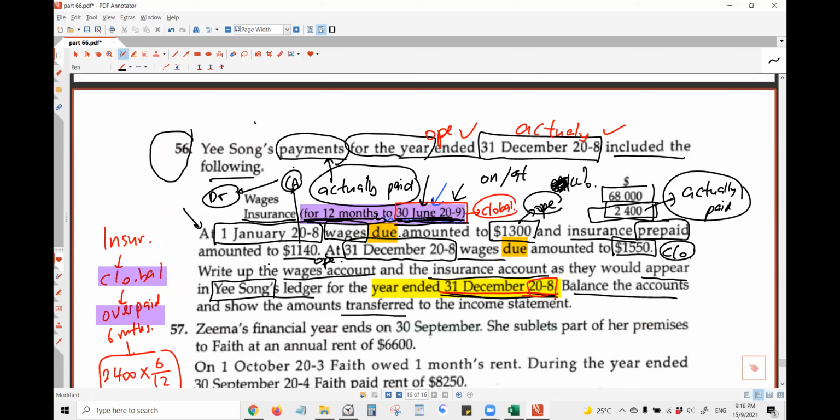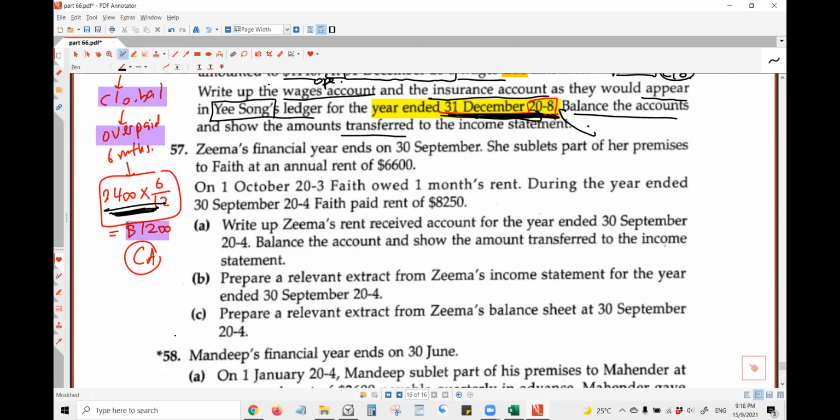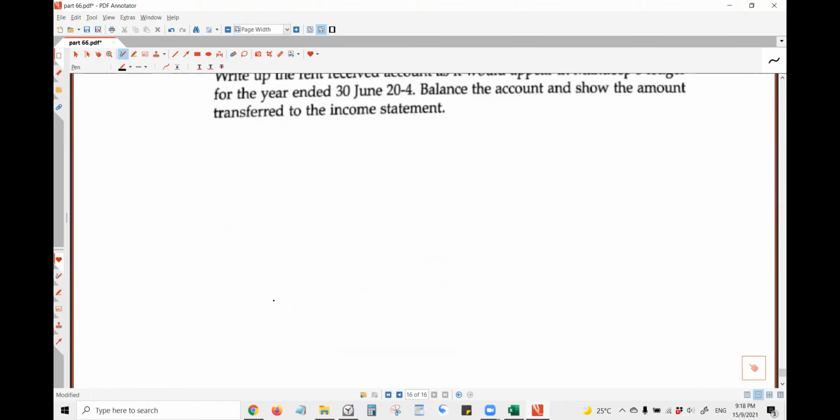Compare against the year end. Year end is this. It means overpayment by 6 months. You have overpaid for insurance by 6 months. That's why at that time we did this calculation. Then nothing more to say here.